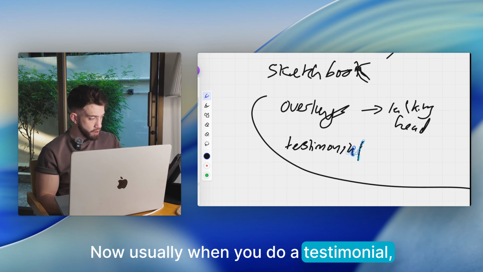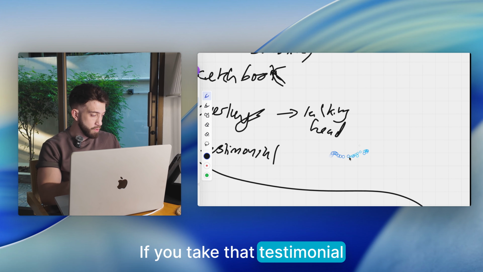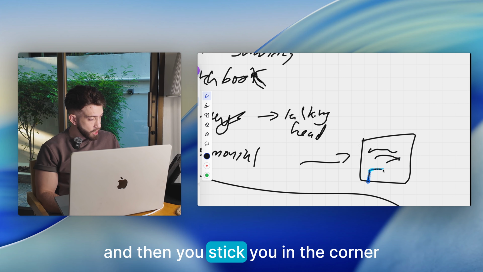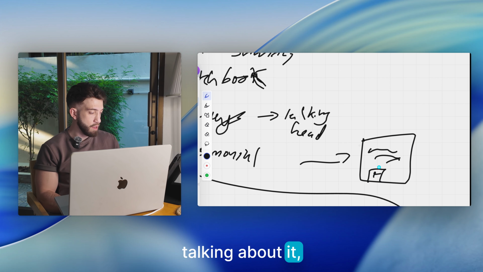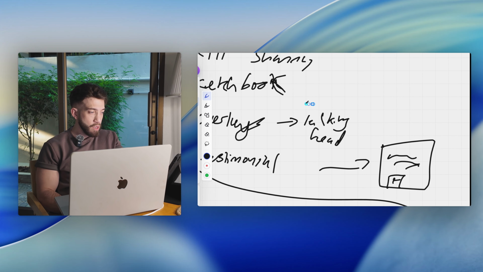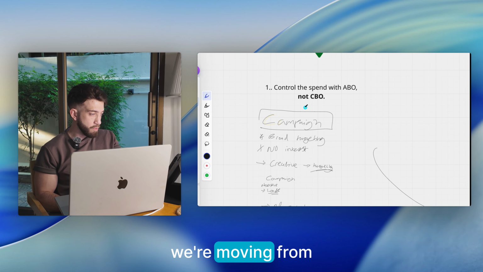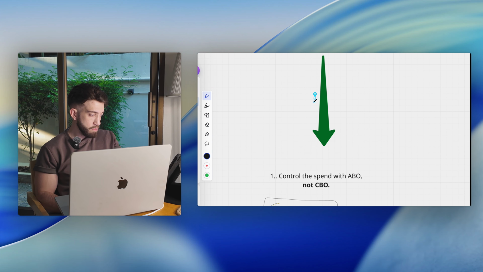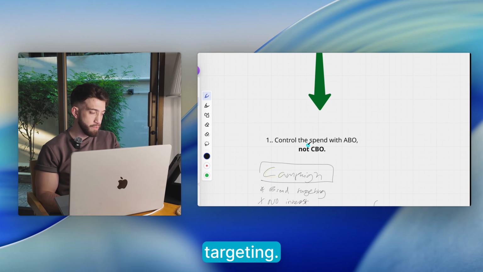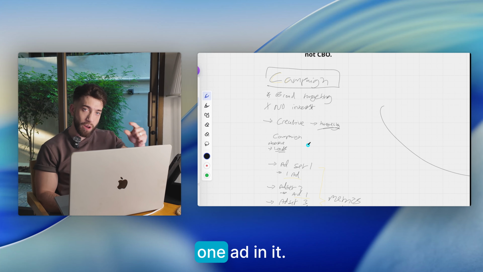Now usually when you do a testimonial, it's just like a static image. If you take that testimonial as an image, and then you stick you in the corner, talking about it, that is a creative distinction that is going to change your performance. So the whole point here, I'll summarize this again, is we're moving from CBO to ABO. We're taking away interest-based targeting. We are controlling one ad set with one ad in it.